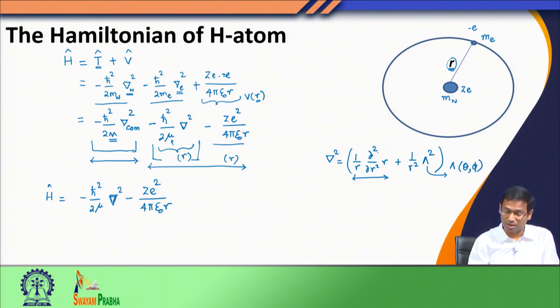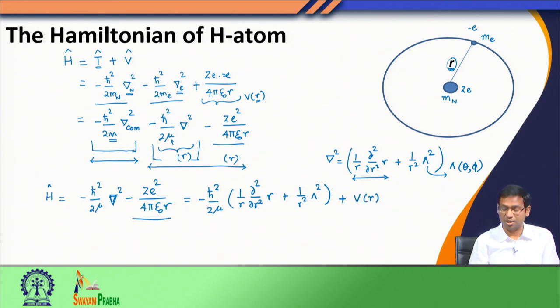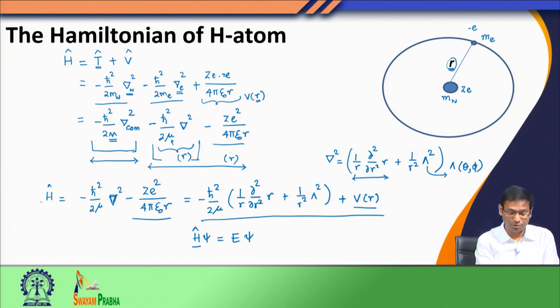We have seen this operator a few times. Now we would use this definition, plus V of r, where V of r is the potential energy, which, remember, is the Coulombic interaction between the electron and the nucleus. So, this is the Hamiltonian that we would like to solve. If I have to write down the corresponding solution, I would write something like this: this is the Hamiltonian that I have defined, this is the eigenfunction that I would be interested in obtaining, and this will be the corresponding energy.